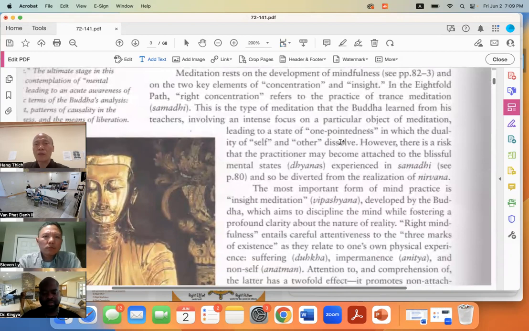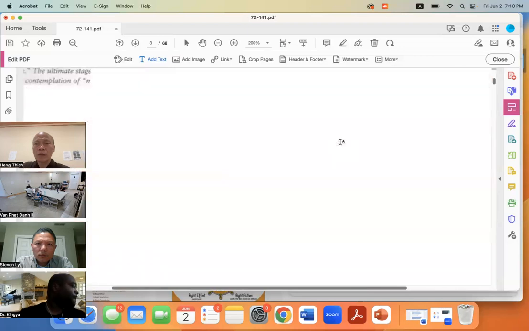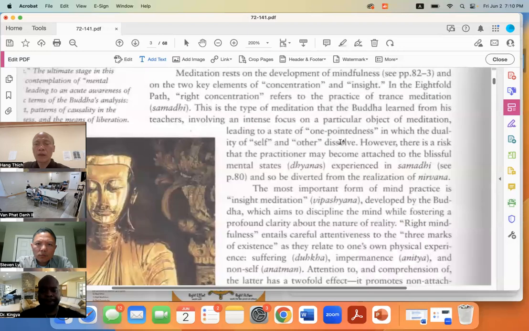Meditation rests on the development of mindfulness and on the two key elements of concentration and insight. In the Eightfold Path, right concentration refers to the practice of trance meditation, samadhi. This type of meditation that the Buddha learned from his teachers involving.